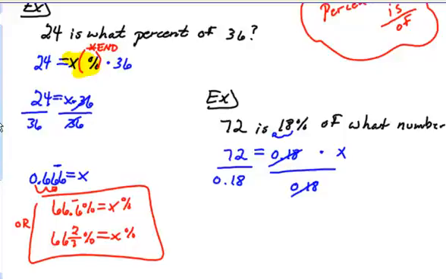Again, we've learned how to do it by hand, but you're welcome to use your calculator. What do we get? What is it? 400 even? And sure, you can check that. 72 divided by 400. Then move your decimal.